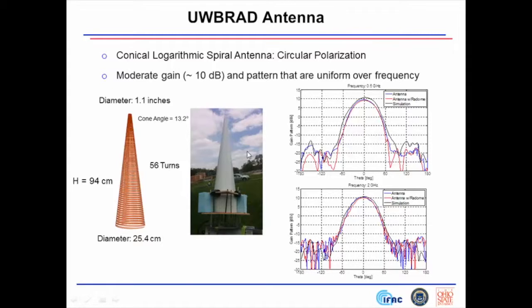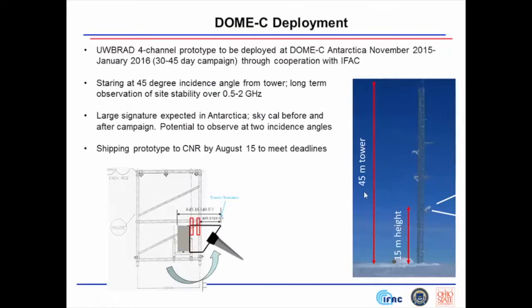We built this antenna. It's been tested both in an indoor and outdoor range. These are some measured patterns at 500 megahertz and at 2 gigahertz, showing, as we desire, that the pattern is fairly uniform versus frequency, helping us with our retrievals and making sure we're looking at the same place for each frequency. So as I said, for the experiment plans going forward, we built this 4-channel prototype.